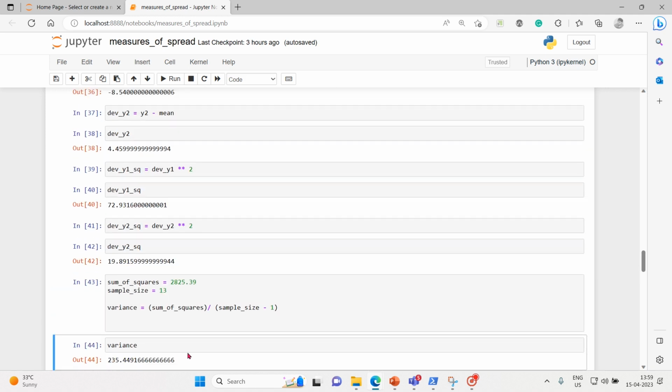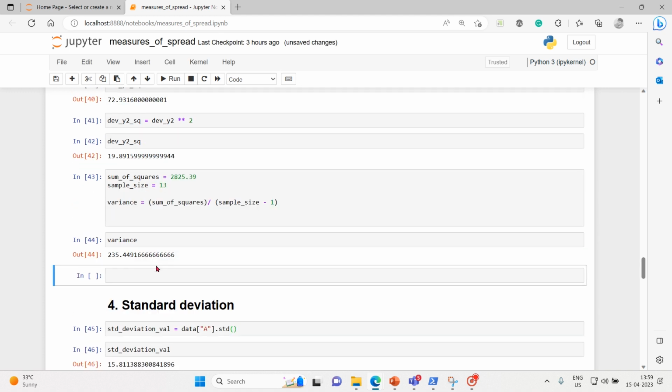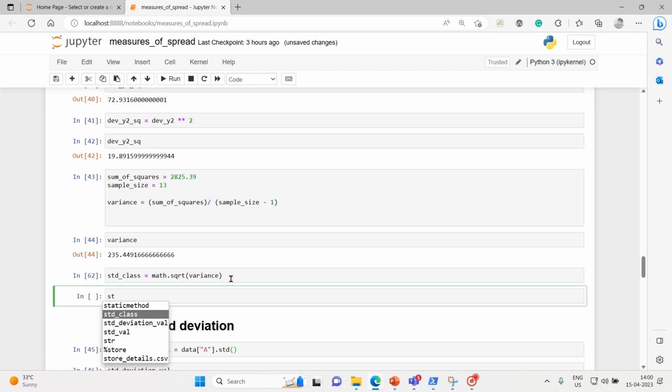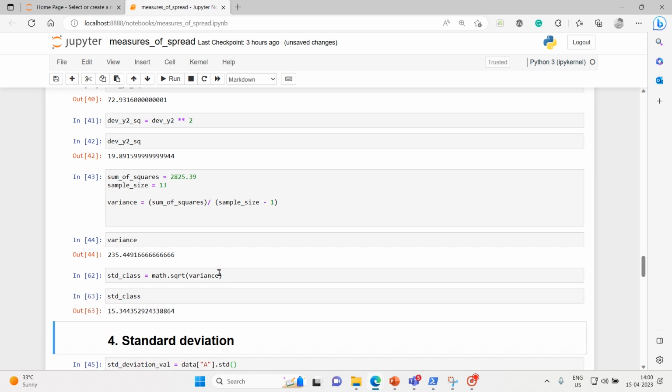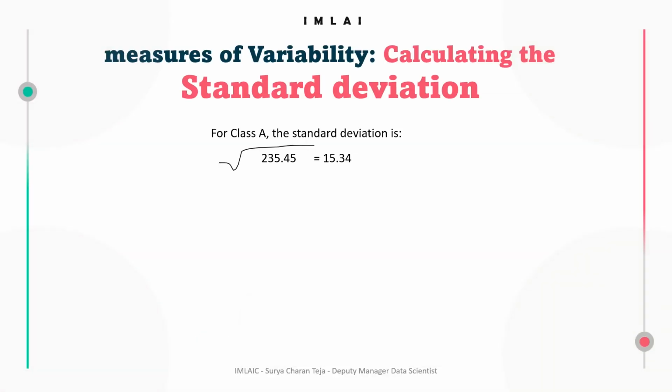Yeah, here it is. So let me check: std class is equal to, again, math dot square root of variance. Std class, it's 15.3. Let me execute this. It's 15.34. That's the standard deviation for class A.